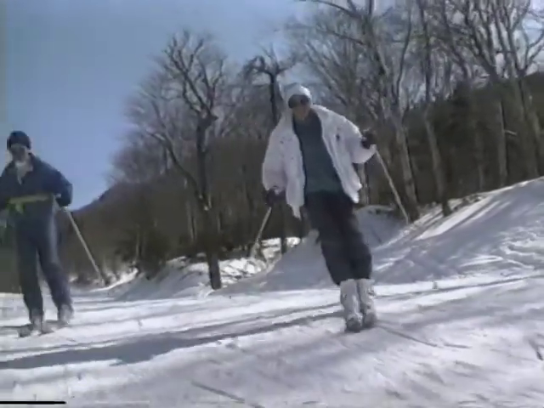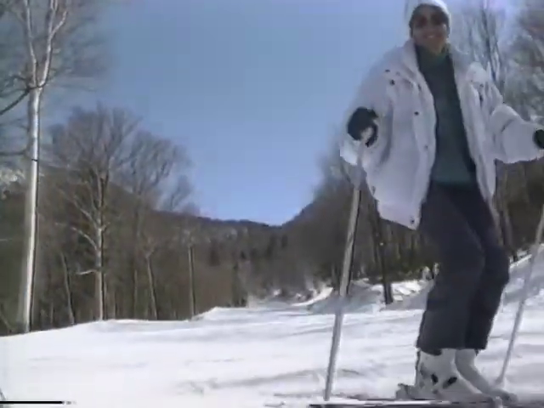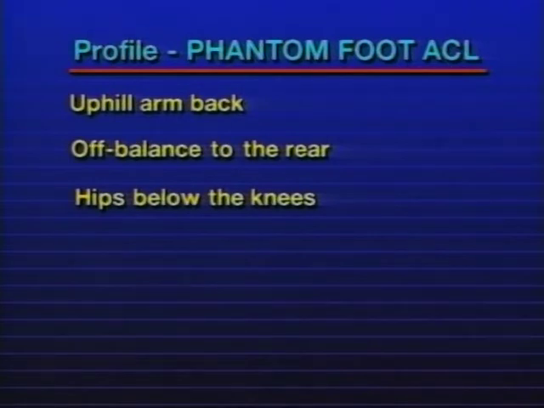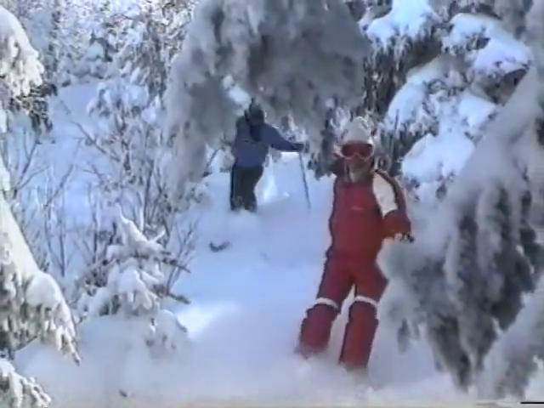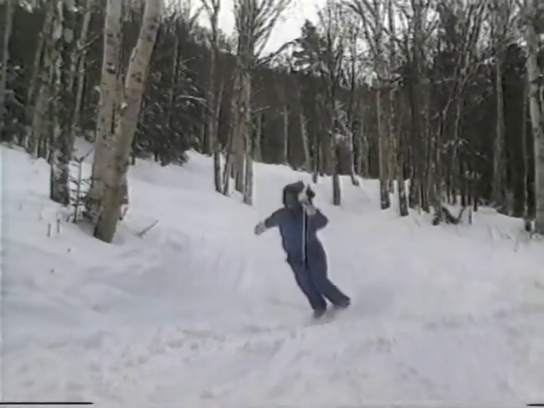It may also be possible to help reduce the risk of serious knee sprains by paying closer attention to skiing technique. Several elements of the phantom foot profile can be considered bad habits. Uphill arm back, off balance to the rear, and hips below the knees are not part of normal skiing technique. If corrective actions are routinely taken whenever any one of the three is encountered, it could help prevent the chain of events leading to ACL injury from ever getting started.